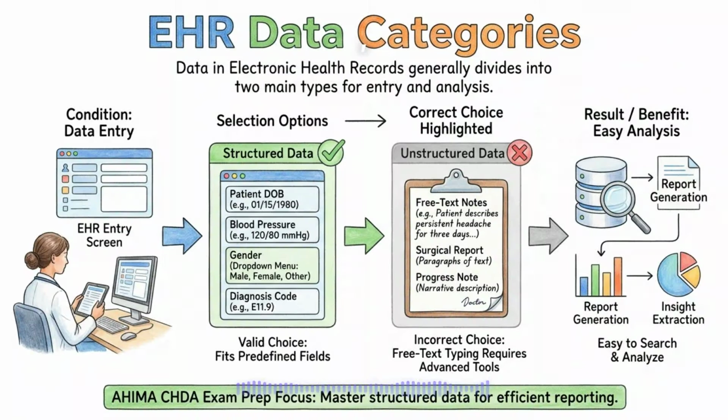Unstructured data, on the other hand, consists of free text typing, such as a doctor's written notes or a detailed surgical report. While structured data is very easy for a computer to search and analyze, unstructured data requires more advanced analytical tools to extract meaningful insights.